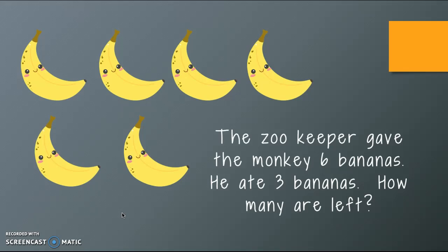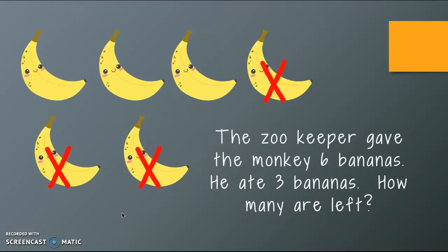Yeah. It says the zookeeper gave the monkey 6 bananas. You have your 6 banana circles, right? He ate 3. Let's go ahead and put a big X on 3 of them. Go for it. 1, 2, 3. All right. Now I clearly crossed out those 3 bananas. Did you cross out your 3 circles to show that?